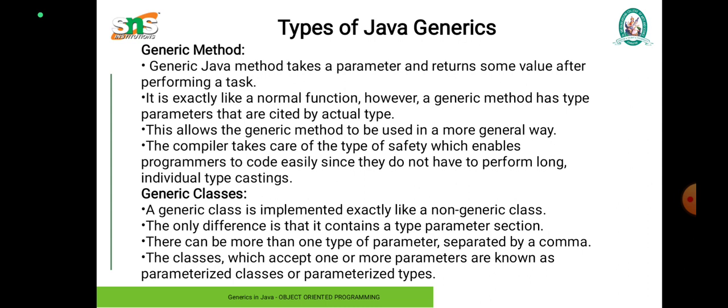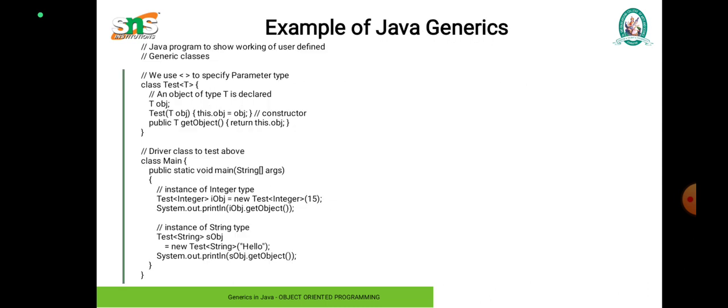Generic classes. A generic class is implemented exactly like a non-generic class. The only difference is that it contains a type parameter section. There can be more than one type parameter separated by commas. The classes which accept one or more parameters are known as parameterized classes or parameterized types.